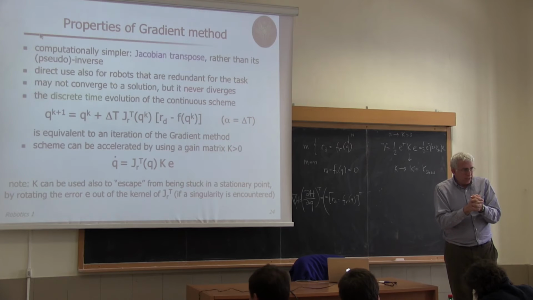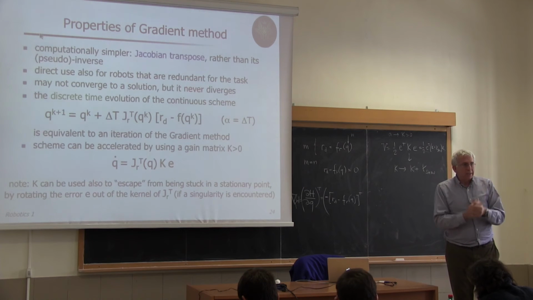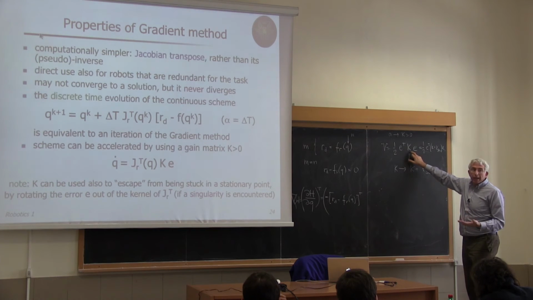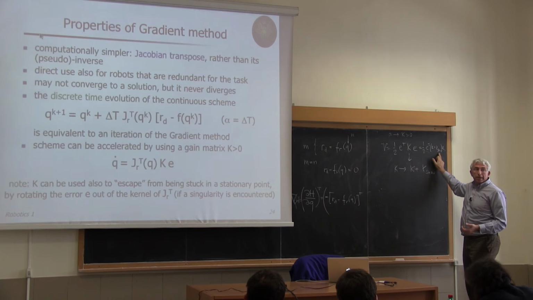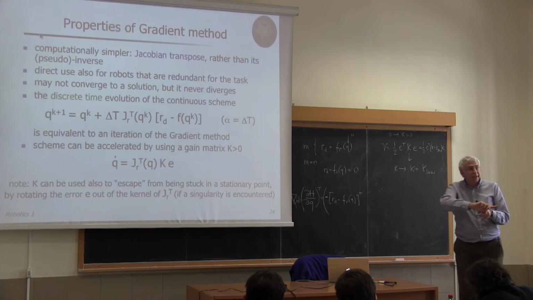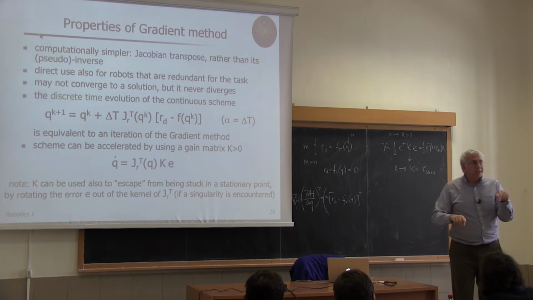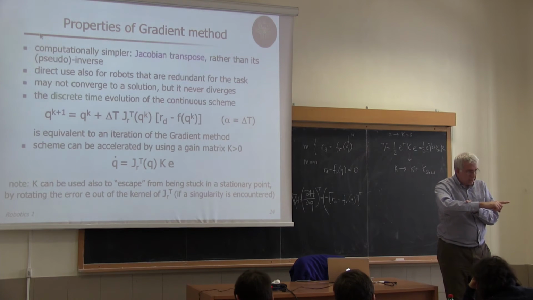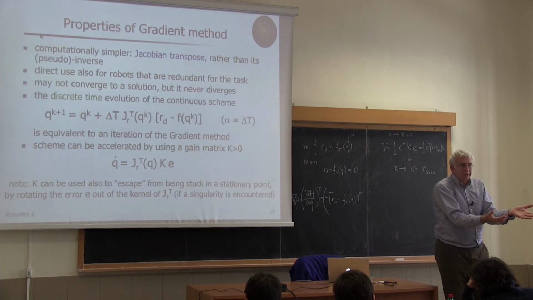Okay? Now, how do you let this method restart in an automatic way? Just by adding to your K a skew symmetric matrix, which will rotate the error so that even if you're in a singularity, the error is out of the null space of this matrix. And the system restarts automatically.